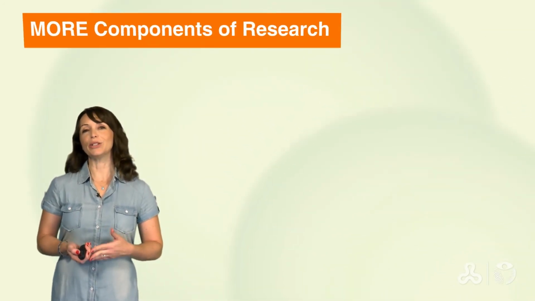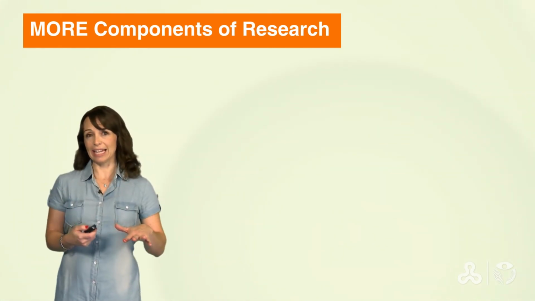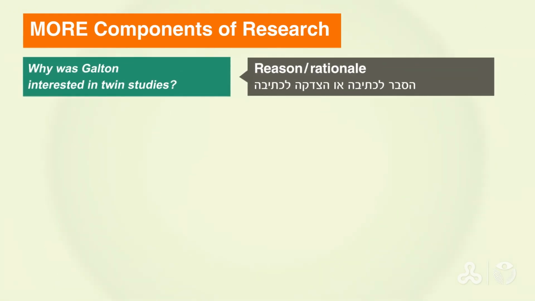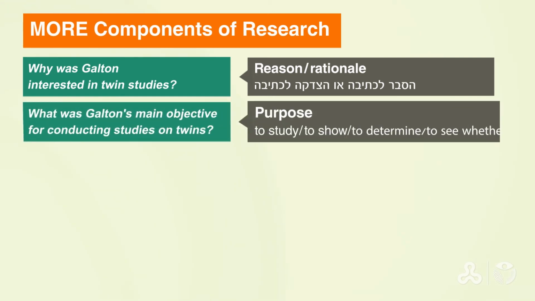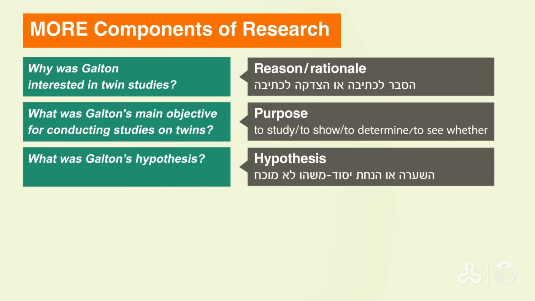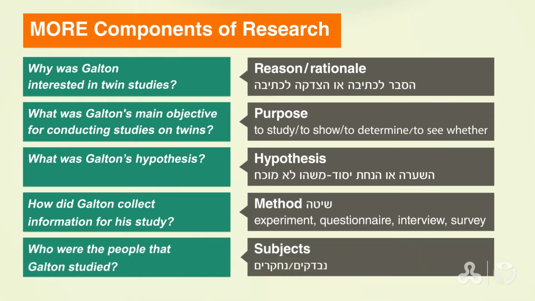Now we're going to continue looking at more components of research. So in our second lesson, we talked about the rationale of research, ההצדקה לכתיבה, הרציונל. We talked about the purpose, מטרת המחקר. We talked about the hypothesis, השערת המחקר. We looked at the method, מה שיטת המחקר, איך אספו את האינפורמציה. And we also looked at who were the subjects, מי היו הנבדקים או הנחקרים.